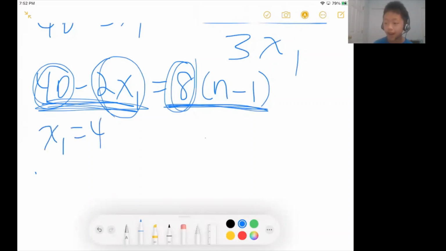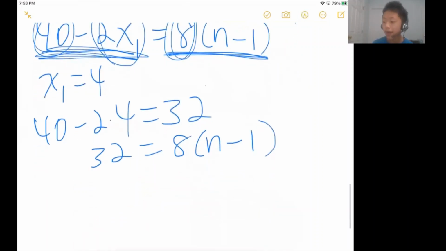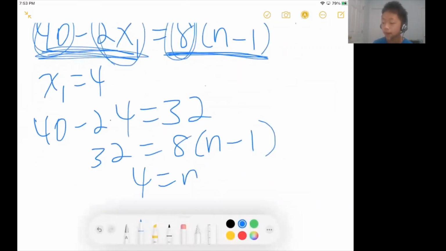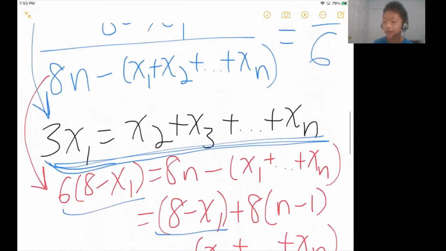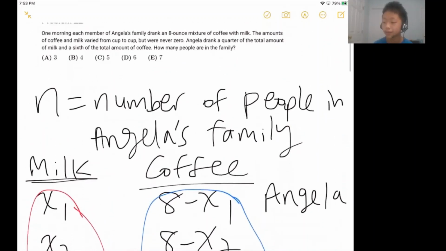If you try this out, you get 40 minus 2 times 4 is equal to 32. And so you get 32 is equal to 8 times n minus 1. And indeed, 32 is divisible by 8. If you divide by 8 on both sides, you get 4 is equal to n minus 1, and adding 1 on both sides, you get n is equal to 5. So n equals 5 is the smallest possible number of people in her family. That gives us choice C, which is 5.